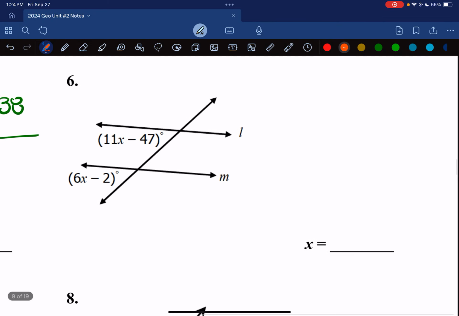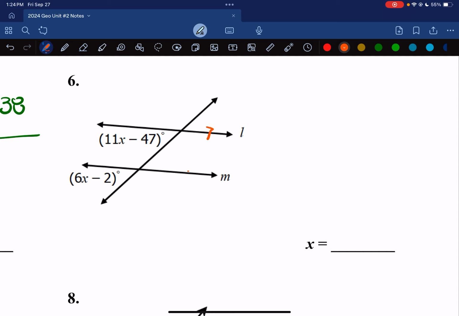Okay, number 6. If L and M are parallel, our 2 angles here are corresponding angles, which means they are congruent. So 11x minus 47 equals 6x minus 2.